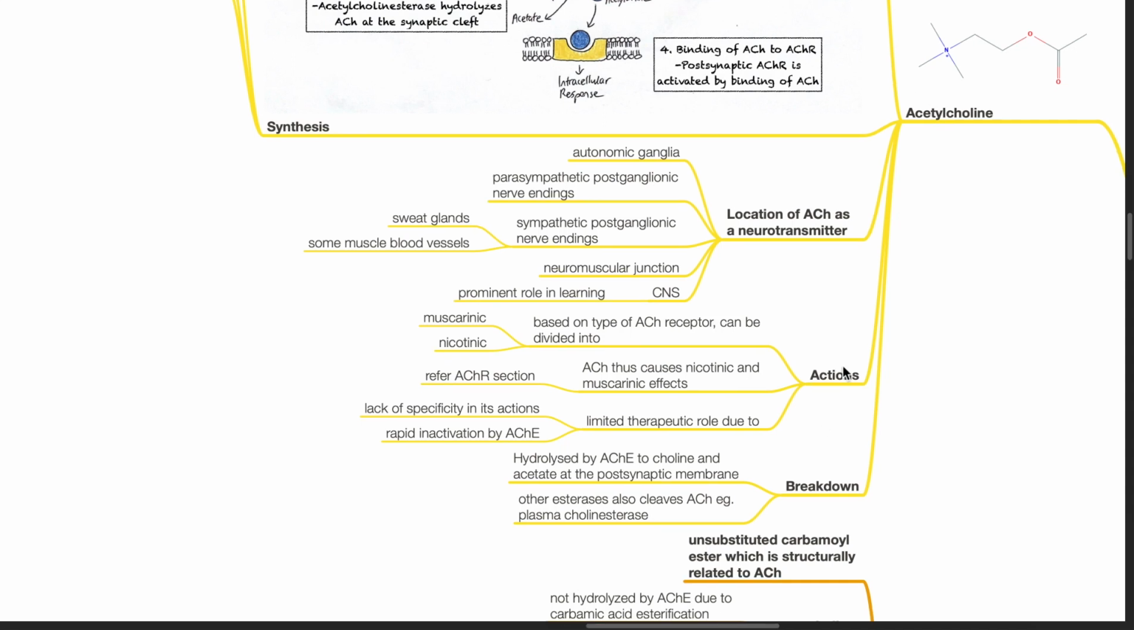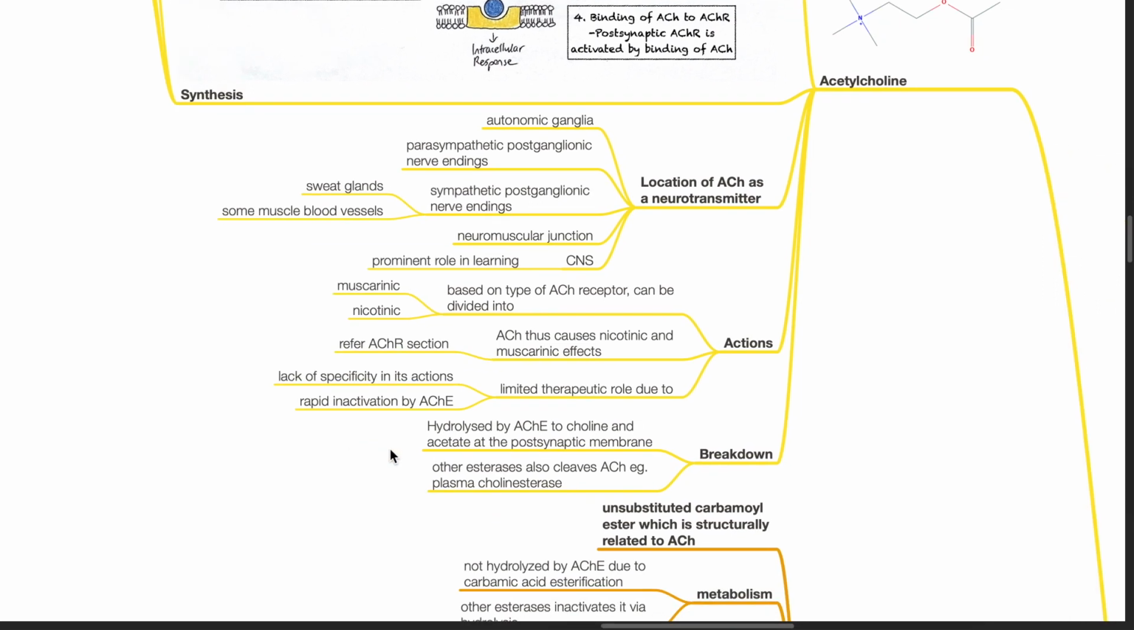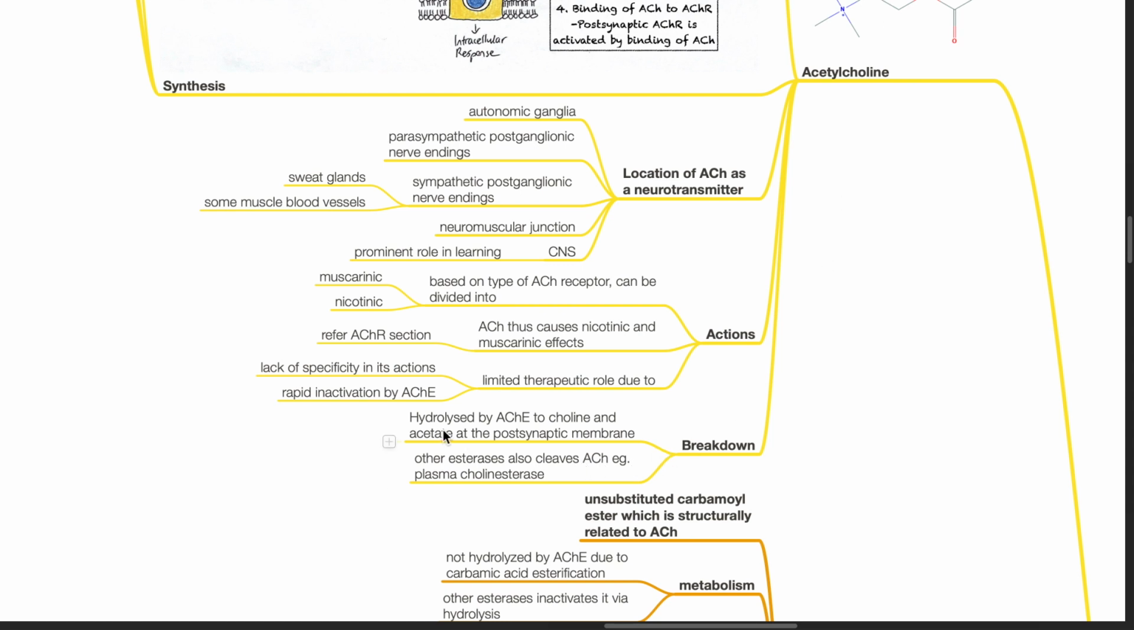Actions of acetylcholine. It is based on the type of acetylcholine receptor and can be divided into muscarinic and nicotinic, which has been discussed earlier. Acetylcholine thus causes nicotinic and muscarinic effects. Acetylcholine has a limited therapeutic role due to its lack of specificity in its action and rapid inactivation by acetylcholinesterase. Breakdown of ACh. It is hydrolyzed by acetylcholinesterase to choline and acetate at the postsynaptic membrane. Other esterases also cleave acetylcholine, such as plasma cholinesterase, which will be discussed later.